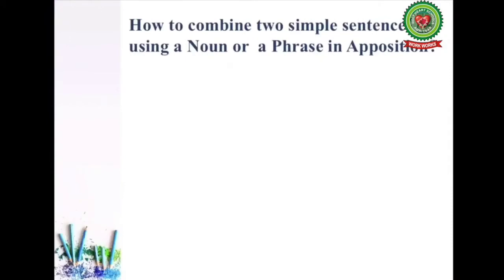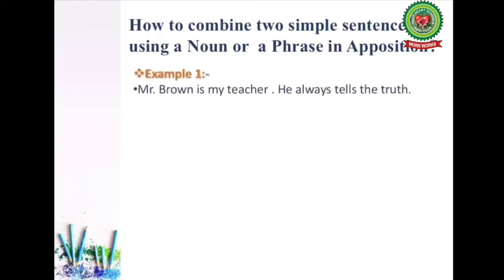Now come to the topic: how to combine two simple sentences by using a noun or a phrase in apposition. Let's see with an example. Mr. Brown is my teacher. He always tells the truth. Now, who are we talking about in this sentence? We are talking about Mr. Brown. And what is additional information about Mr. Brown? First, that he is my teacher. Second, that he always tells the truth.